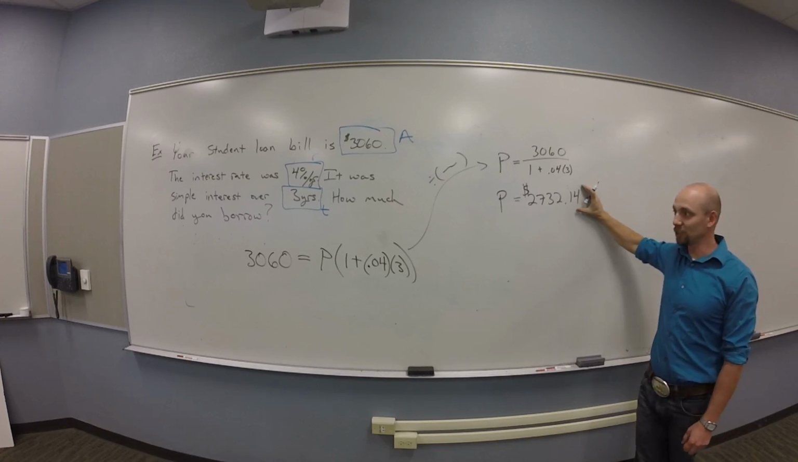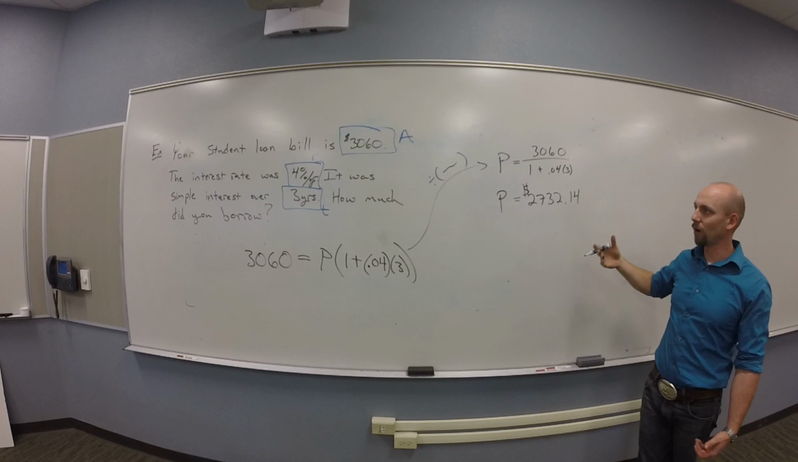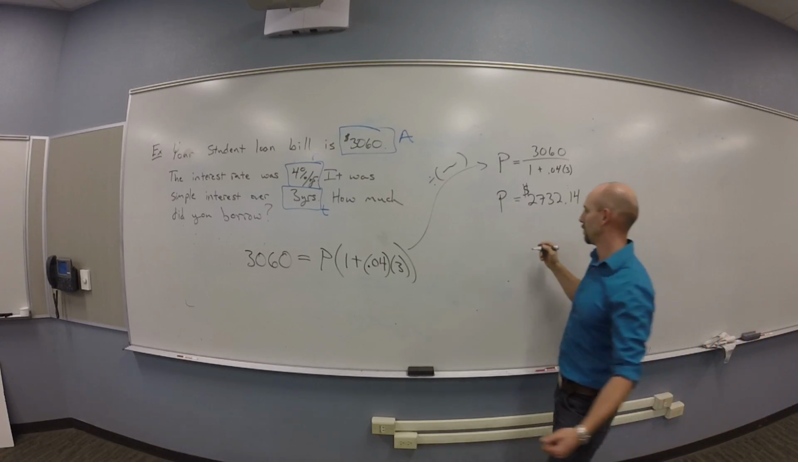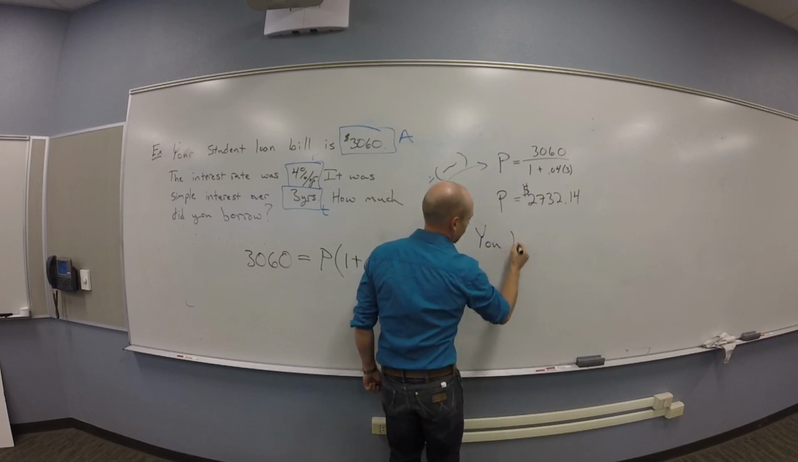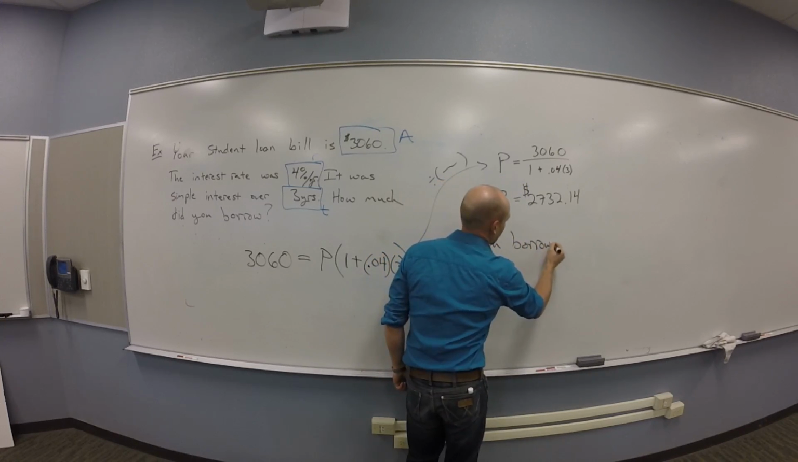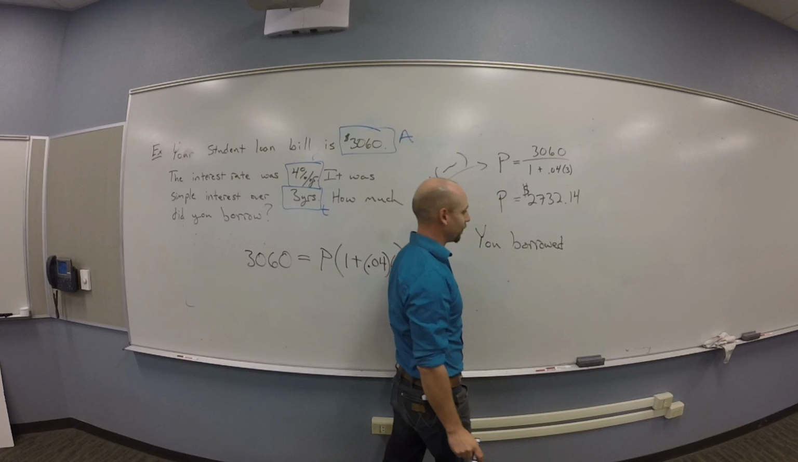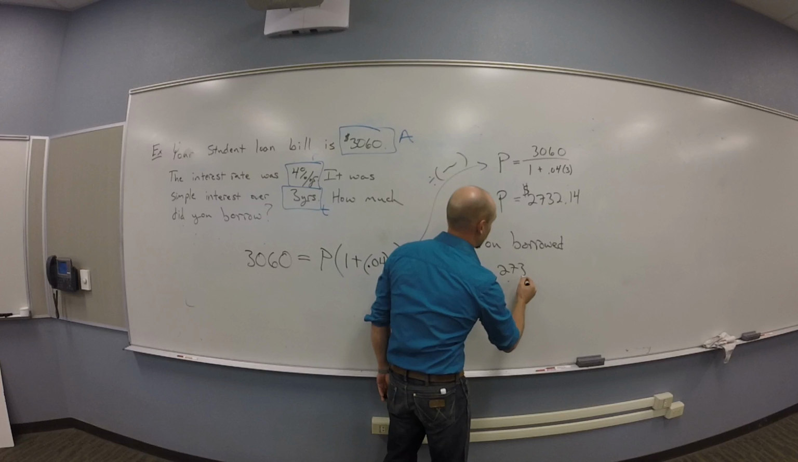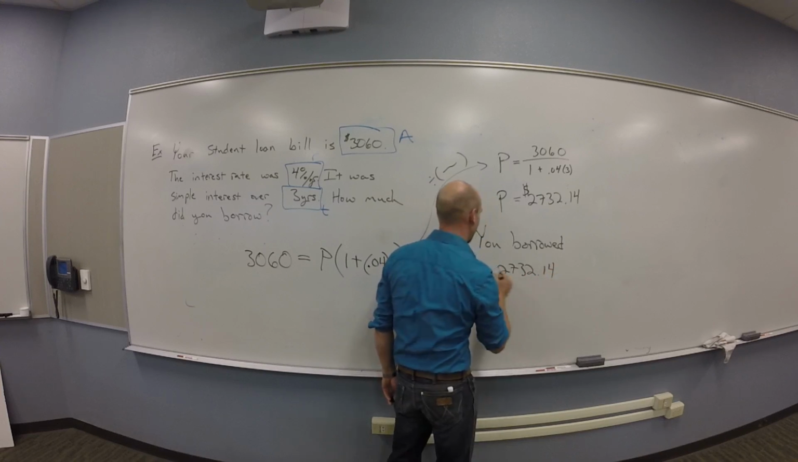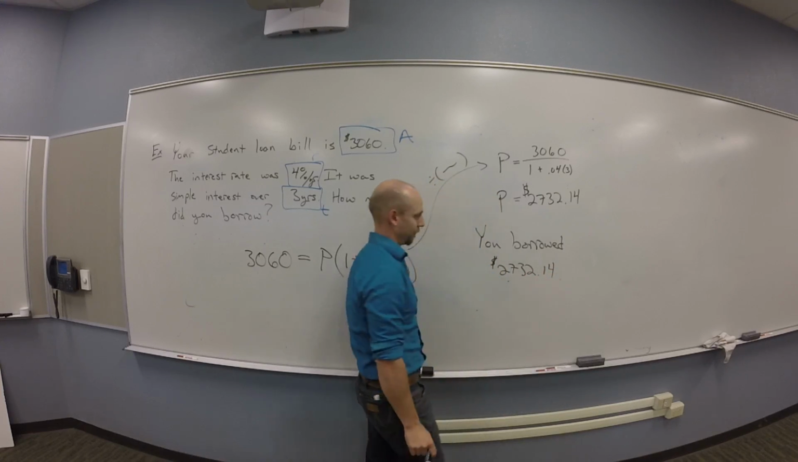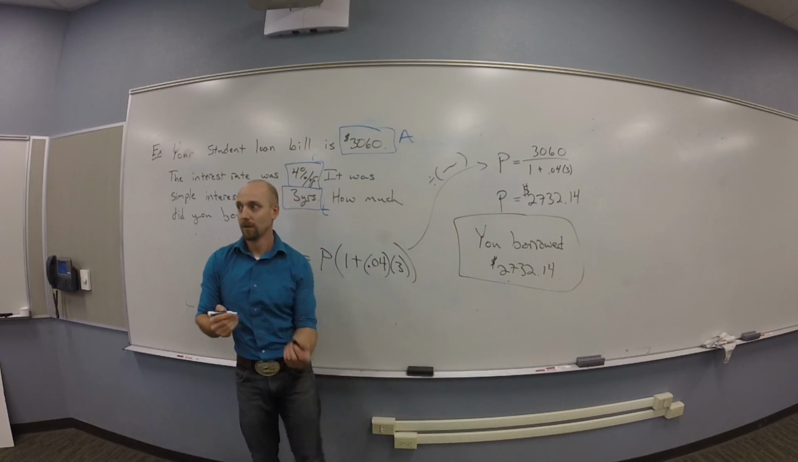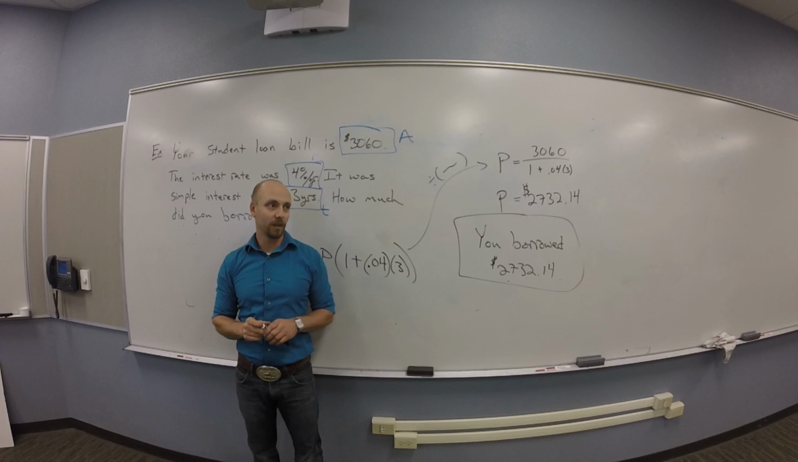Okay, cool. Questions? So how do I answer this? Like, what do I write? Your principal is that number. You initially borrowed. Should I put that in normal person speak? Yeah, so in normal person speak, you borrowed $2,732.14. Boom. Circle, done.